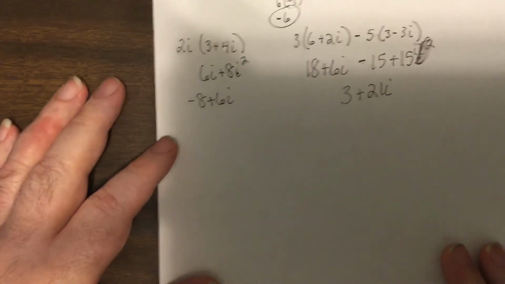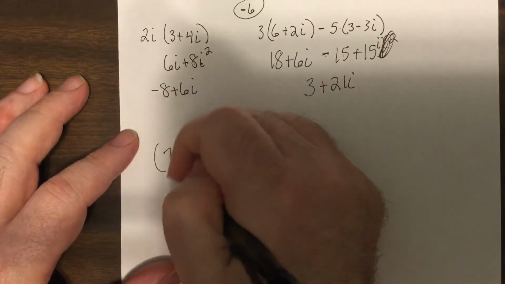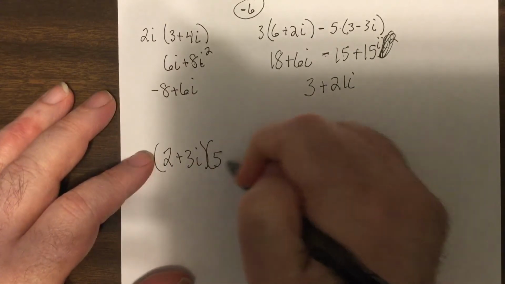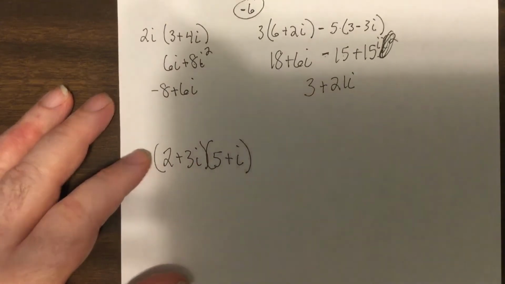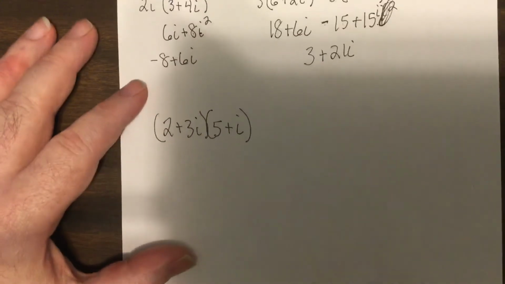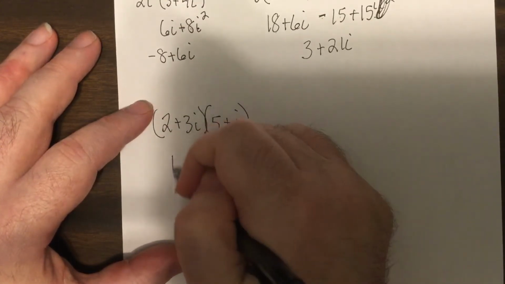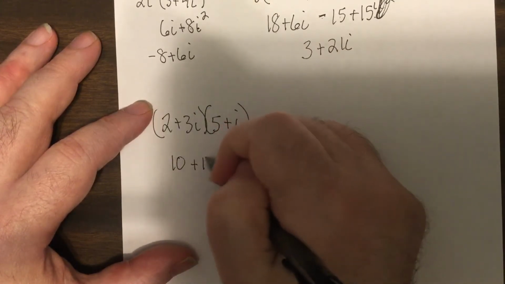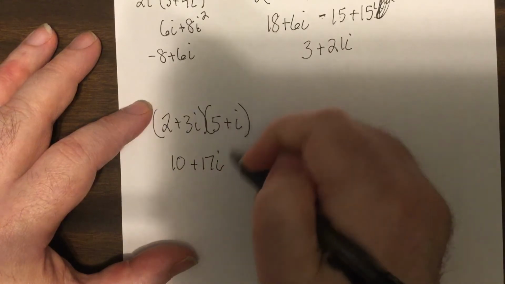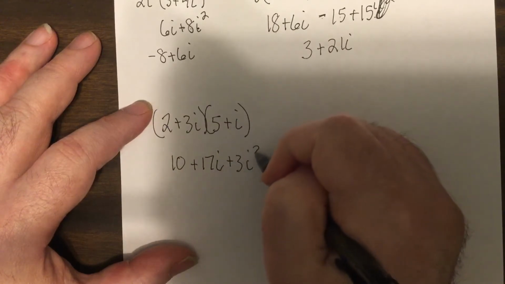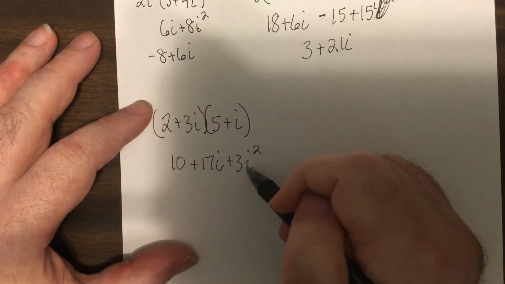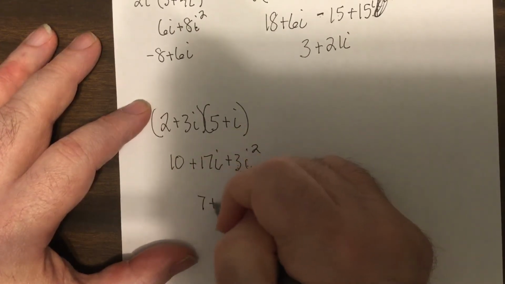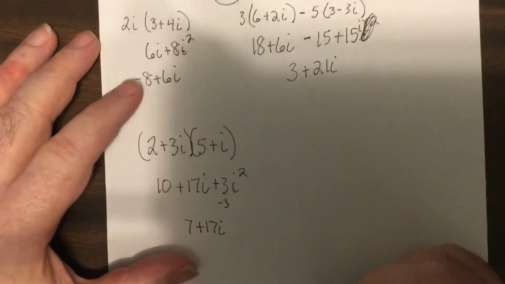Okay, so we can multiply complex numbers. 2 plus 3i times 5 plus i. Now this is just FOILing. So 2 times 5 is 10. 15i plus 2i is 17i. And 3i squared. But wait a minute, my peeps. i squared is negative 1. So this would be negative 3. 10 minus 3 is 7 plus 17i.